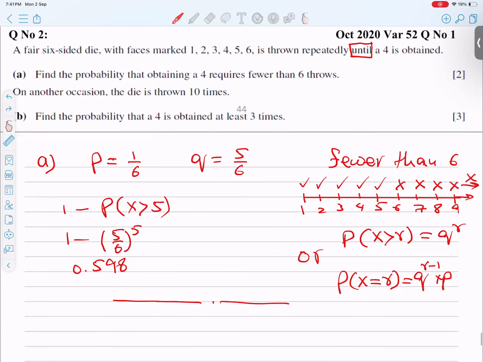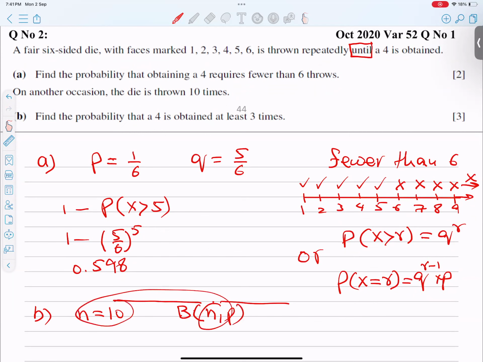Let's talk about part B. He said on another occasion, a die is thrown 10 times. So n is 10. When we know the last number, how many total trials are there? Total trials are 10. So this is a topic of binomial probability, and we use n comma p, and n is 10 here. You know it very well. But what is p? It is again 1 by 6, because he's saying the probability a 4 is obtained at least 3 times.